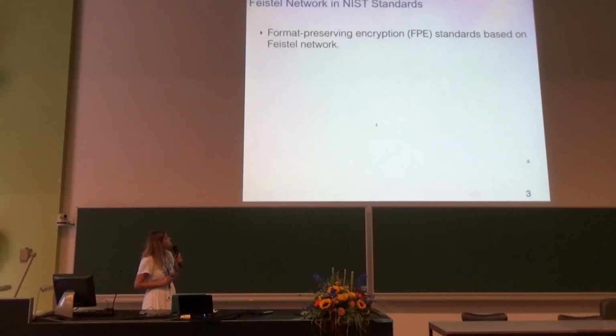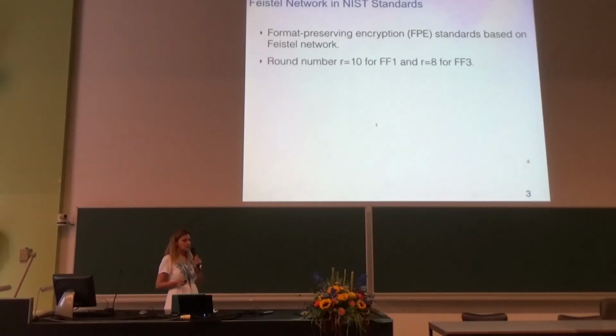Okay. So why are we interested in Feistel networks? It is basically because of the NIST standard that came up in March 2016. It's about format preserving encryption. And in these standards, we have 2 algorithms called FF1 and FF3. For FF1, we have 10 rounds of Feistel networks, and for FF3, we have 8 rounds of Feistel networks.